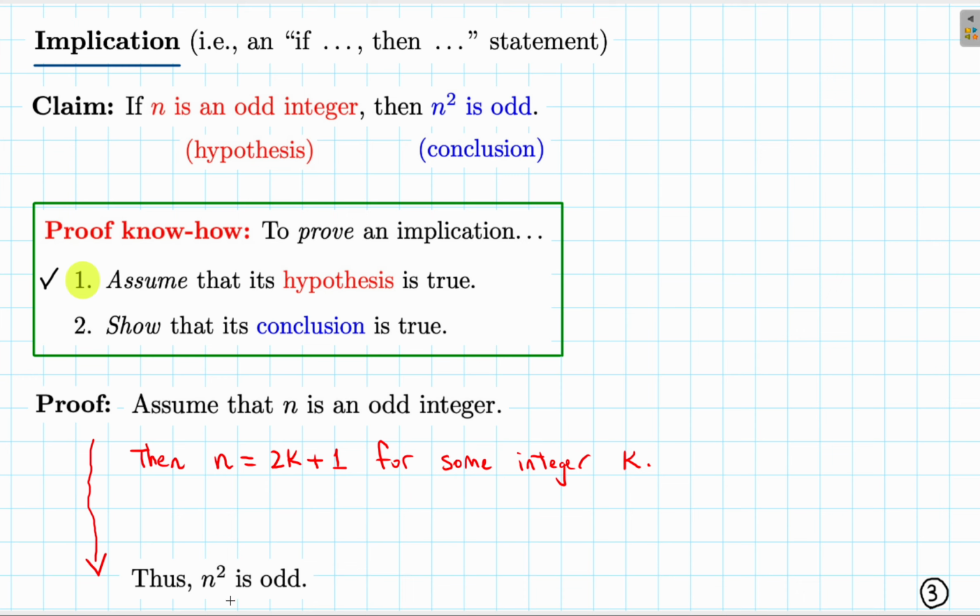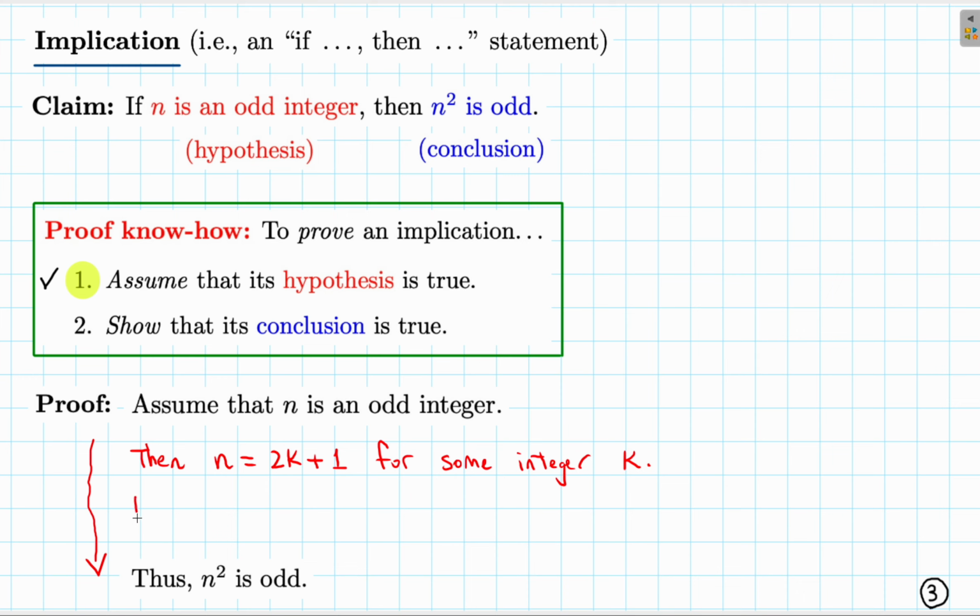Say, oh, okay, we're supposed to say something about n squared. In particular, we're supposed to show that n squared is odd. And so that gives us a bit of a hint that perhaps we should find out what n squared is. And so let's go ahead and do that.